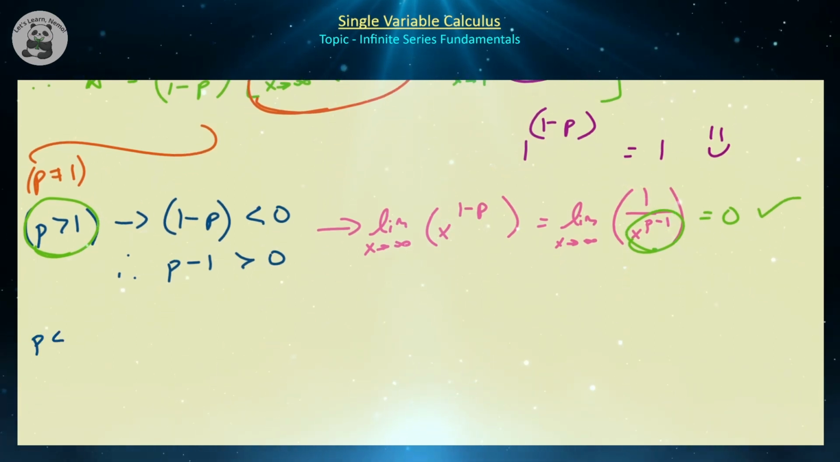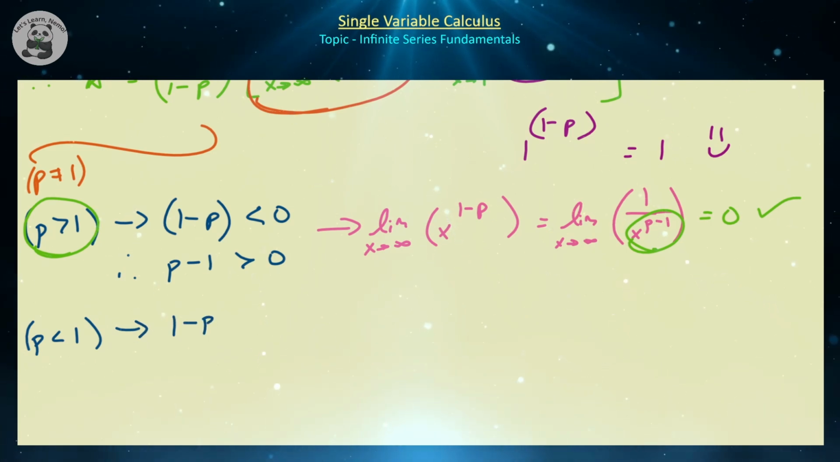If we consider the case where p is less than 1, that means 1 minus p is going to be bigger than 0, because if p is equal to a half, then 1 minus a half is a half. 1 minus 0 is 1, 1 minus negative 1 is 2, and 1 minus negative 5 is positive 6.